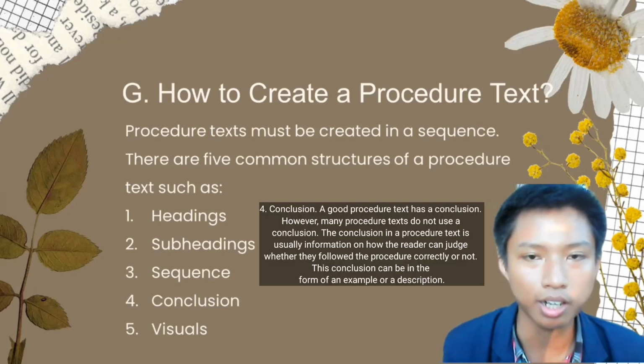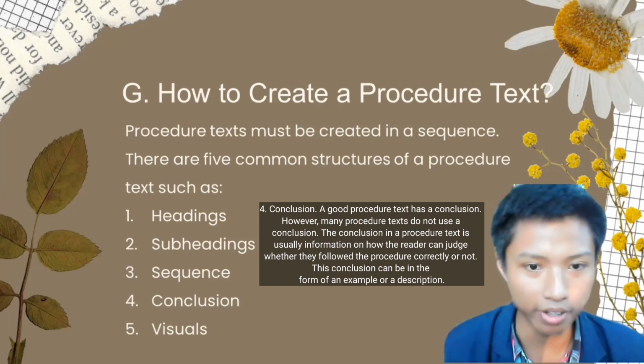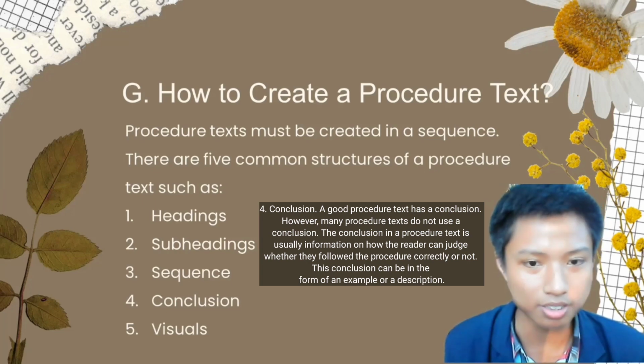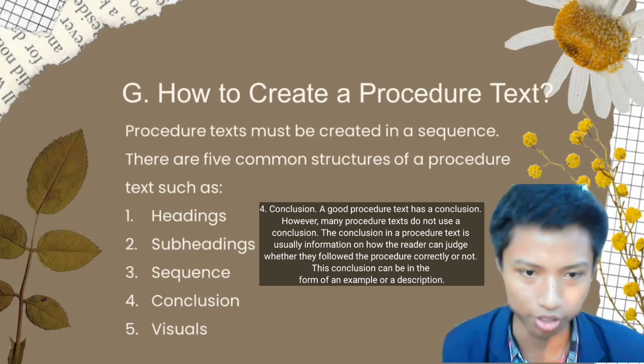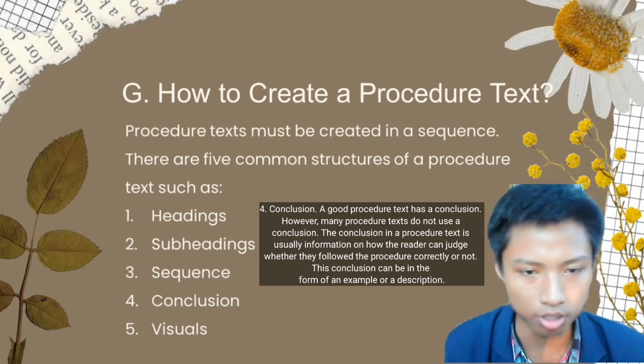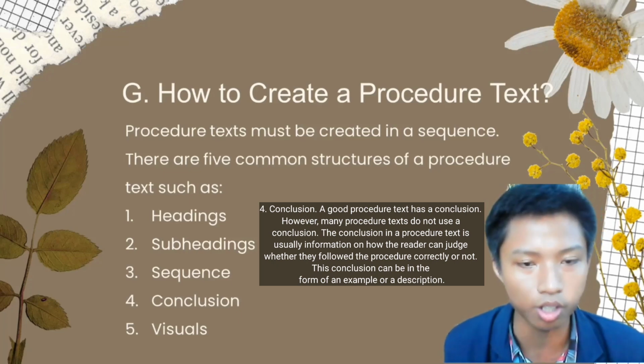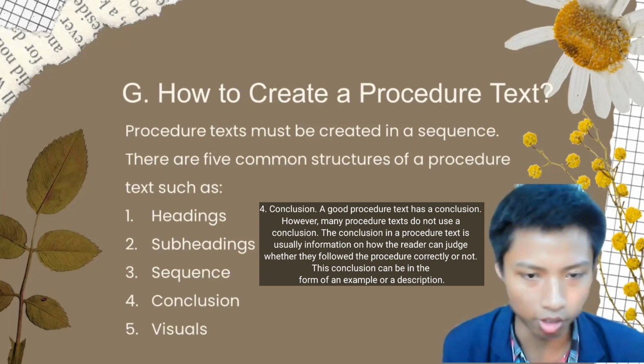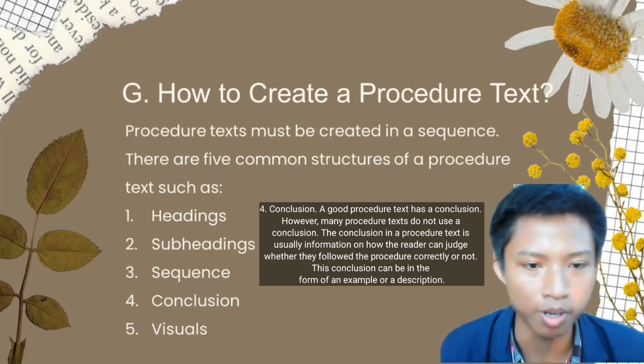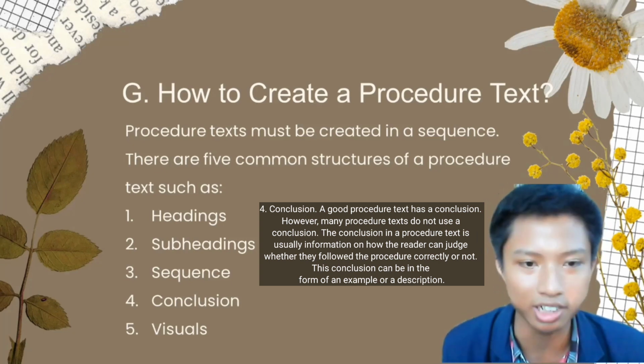Okay, number 4, conclusion. A good procedure text has a conclusion. However, many procedure texts do not use a conclusion. The conclusion in a procedure text is usually information on how the reader can judge whether they follow the procedure correctly or not. This conclusion can be in the form of an example or a description.